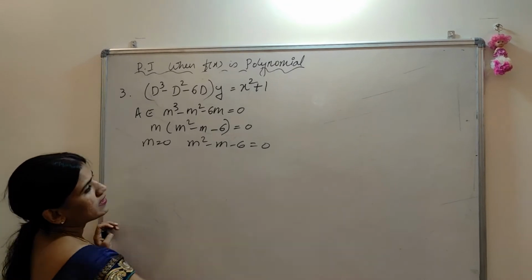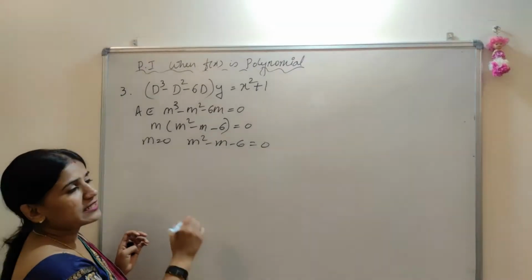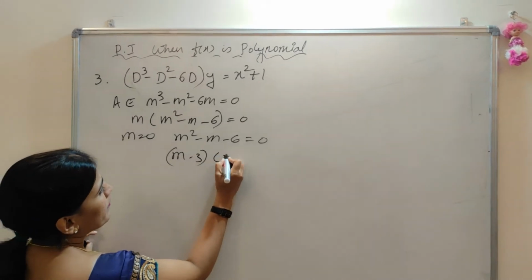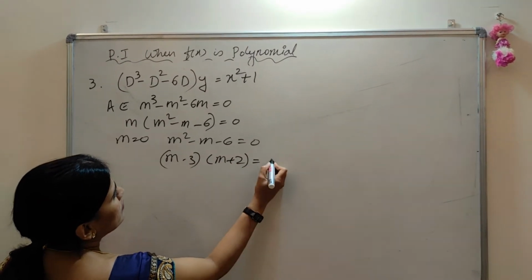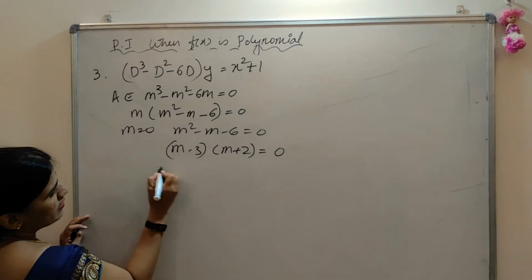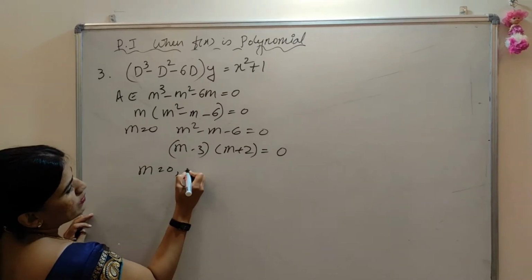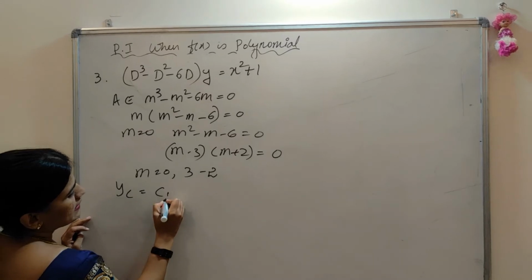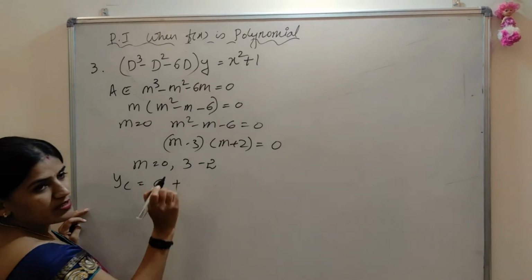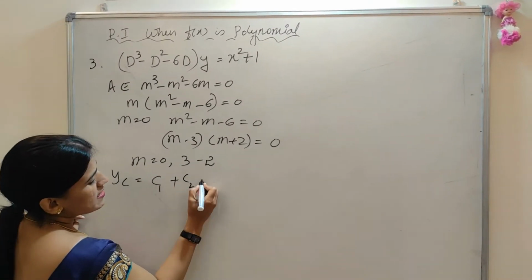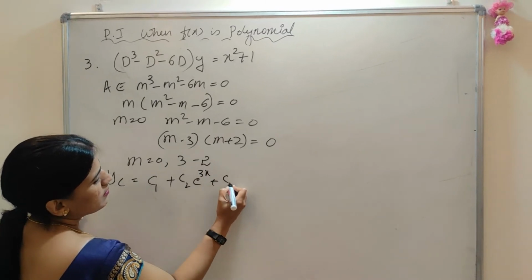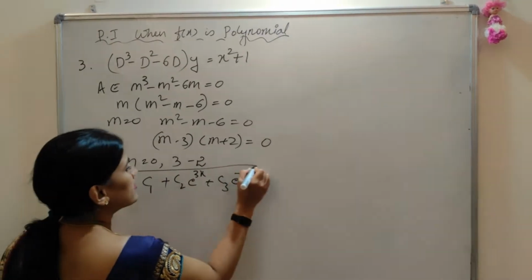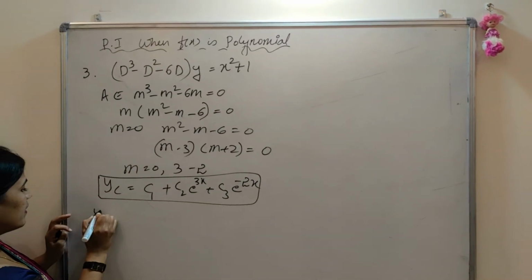m³ − m² − 6m = 0, so m(m − 3)(m + 2) = 0, since 3 times 2 is 6 and −3 + 2 gives the middle term. So the roots are 0, 3, −2. So yc is c1 e^(0x), which is c1 only, plus c2 e^(3x) plus c3 e^(−2x). This is yc.